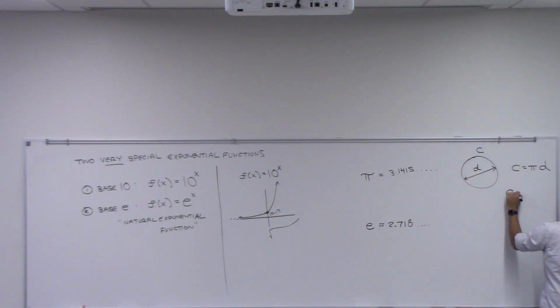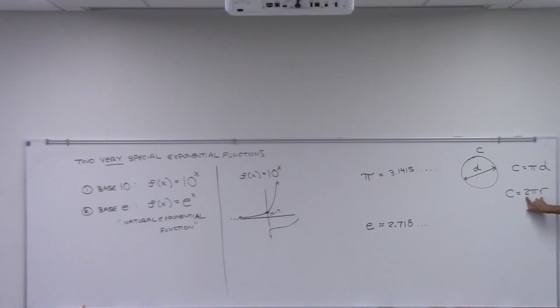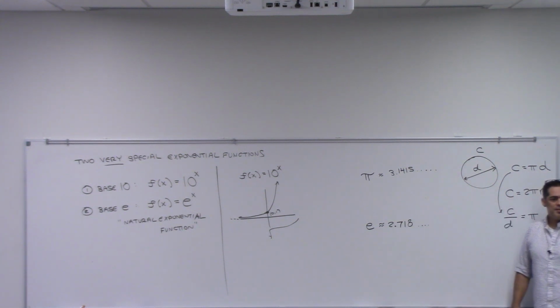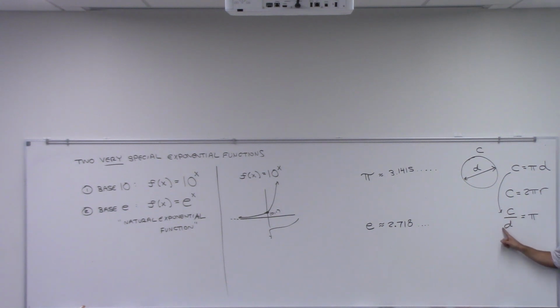You probably are familiar with this formula, 2 pi r. Circumference is 2 pi r. But what's twice the radius? The diameter. So this is a more simple formula. And you can take this formula and solve it for pi. Divide both sides by D. So if someone were to ask you, hey, what is pi? You just say, take any circle, take the circumference and divide by the diameter. That's what pi is. It's a very simple definition for pi.